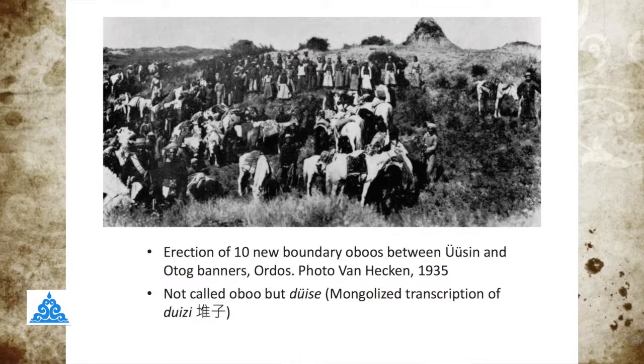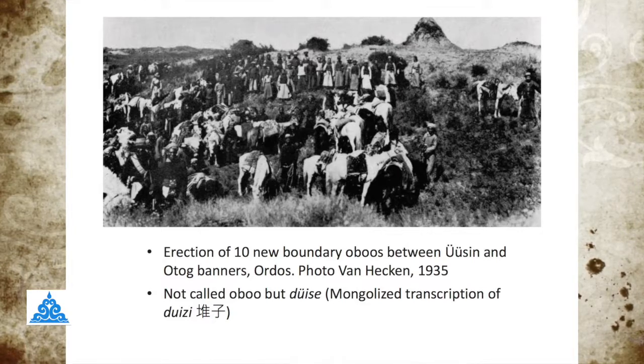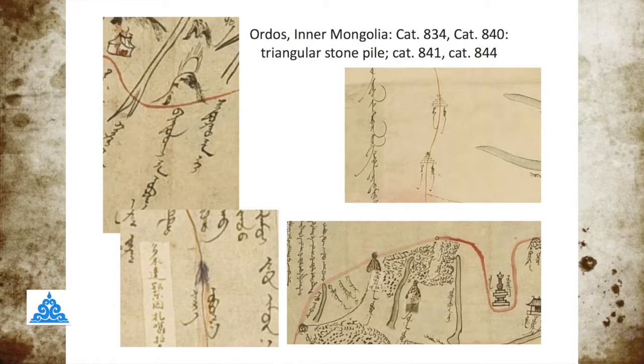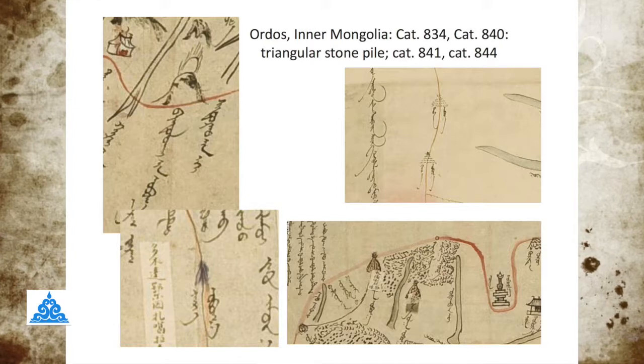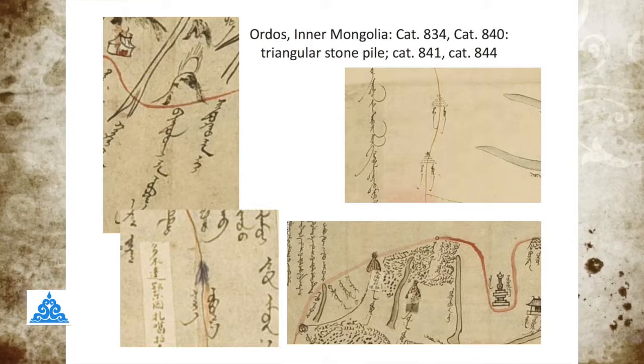The agricultural lands in Inner Mongolia are not delimited by oboes, but by dotted lines. For instance, this is a map of the Wang banner in Ordos. That delimits areas for Chinese cultivation.